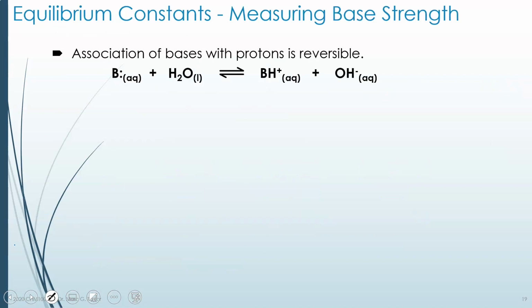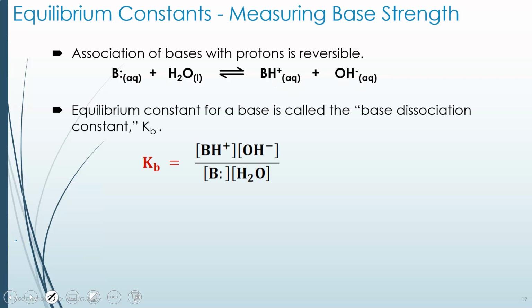So let's look at bases now. And you have the same situation. Bases will also react with water. The base will pluck a proton off of the water because water now is acting as a weak acid, and you'll get the conjugate acid of your original base, your protonated base, and water has now become its conjugate base, hydroxide, in the process. And you can write an equilibrium expression for this.